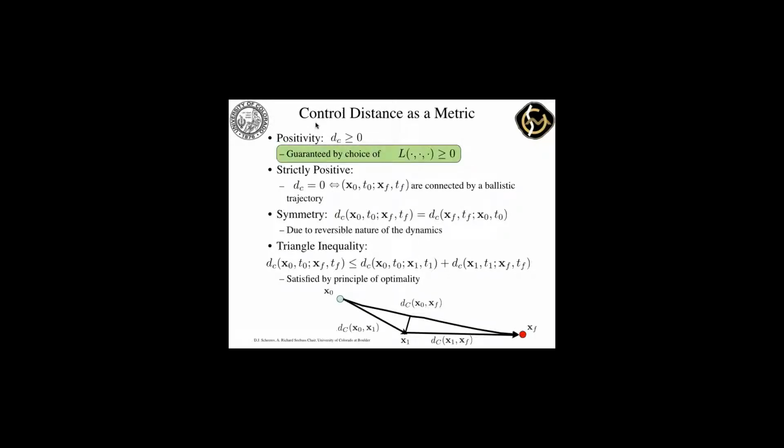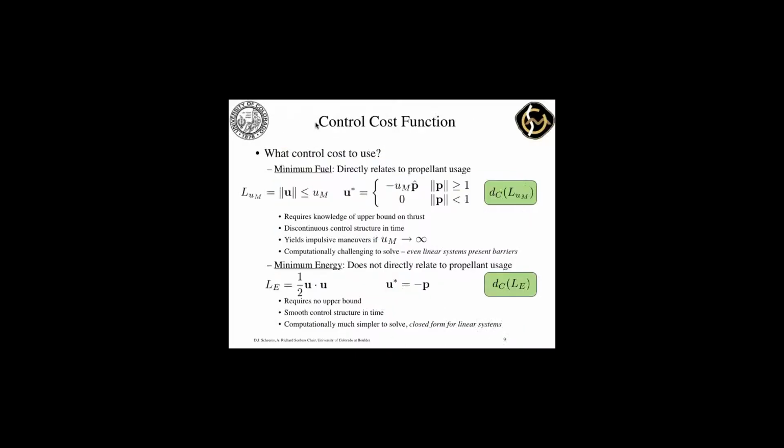So this is a metric because it satisfies all the principles of a metric. Positivity, and that's guaranteed by choosing our control cost function to be greater than or equal to 0. Strictly positive because the control distance is only 0 if you, in fact, are only connected by a ballistic trajectory. Symmetry, and this is just due to the reversible nature of our orbit dynamics. And it also satisfies a triangle inequality, and that's satisfied by the principle of optimality.